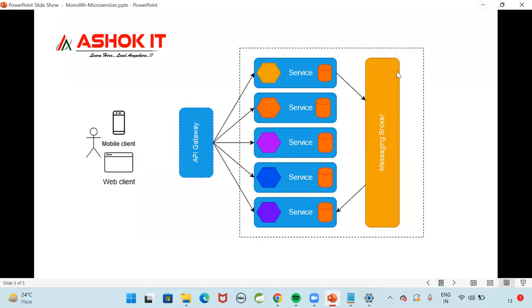What is the difference between monolith and microservices, guys? Can you tell me?